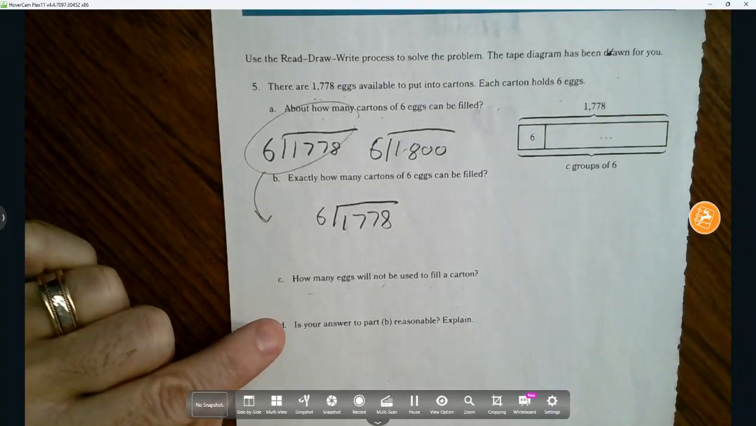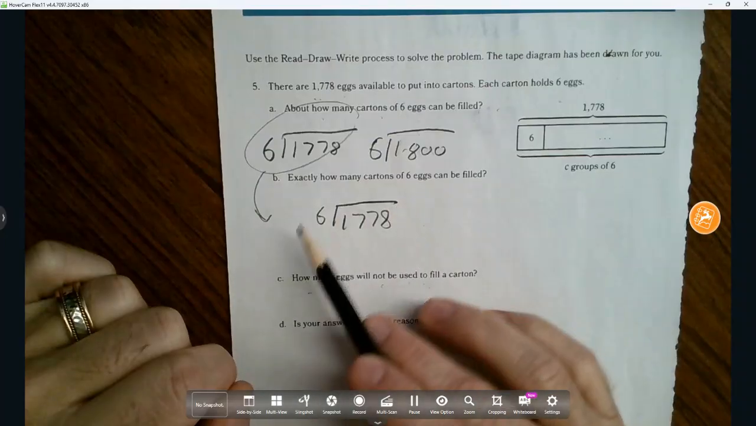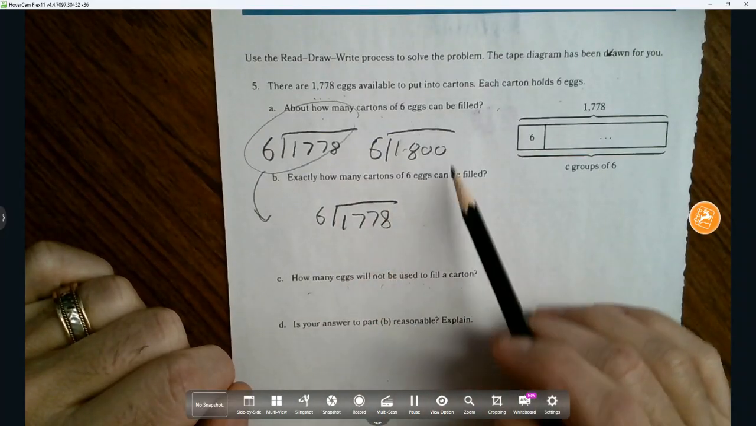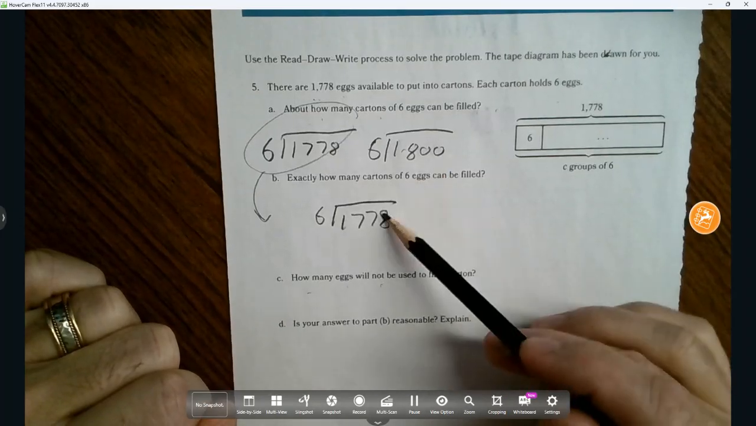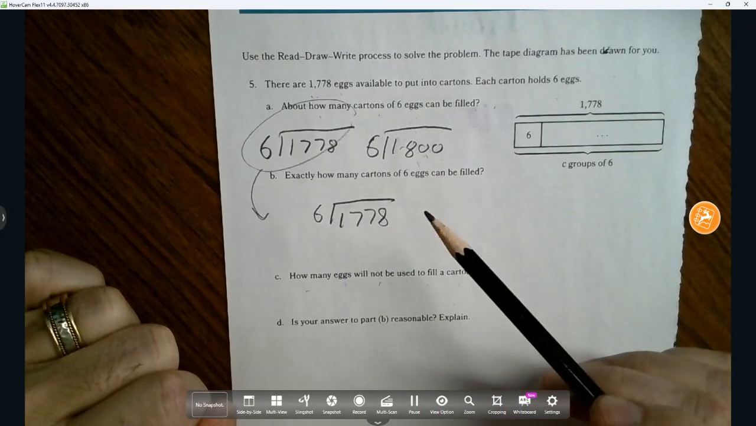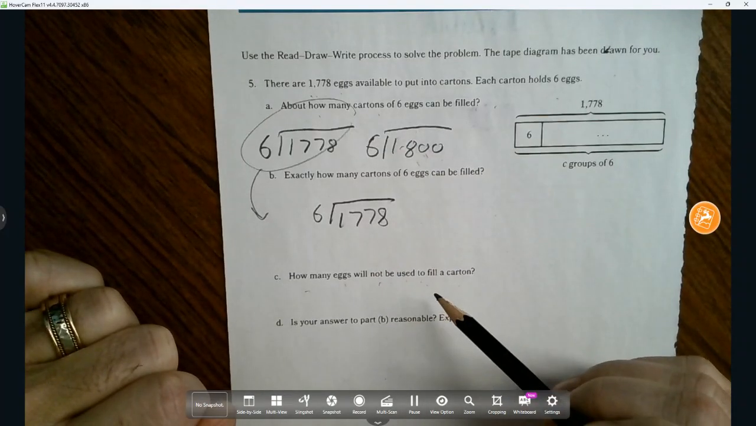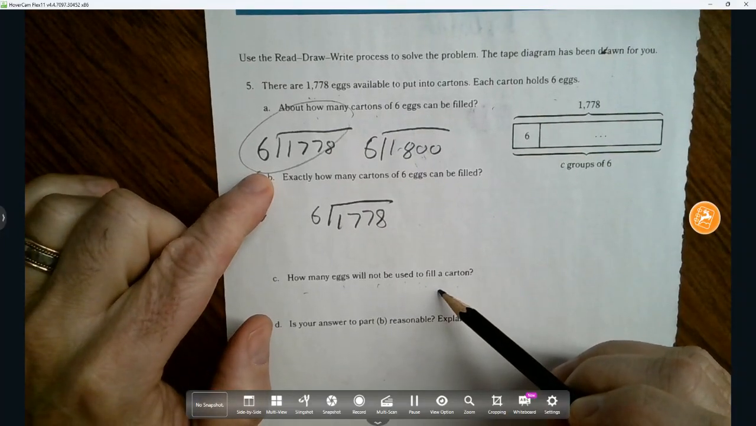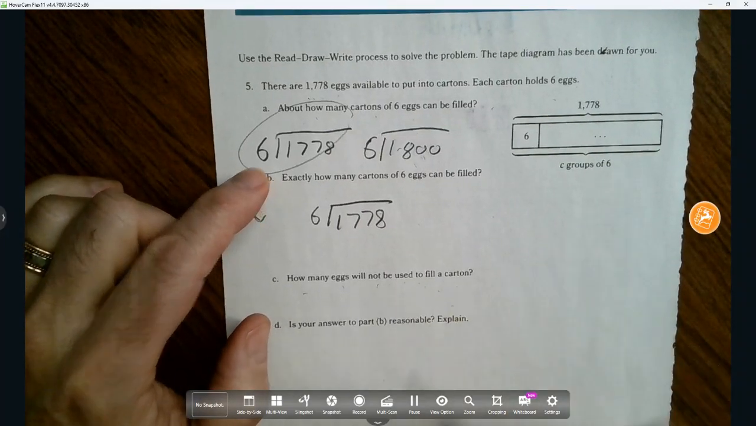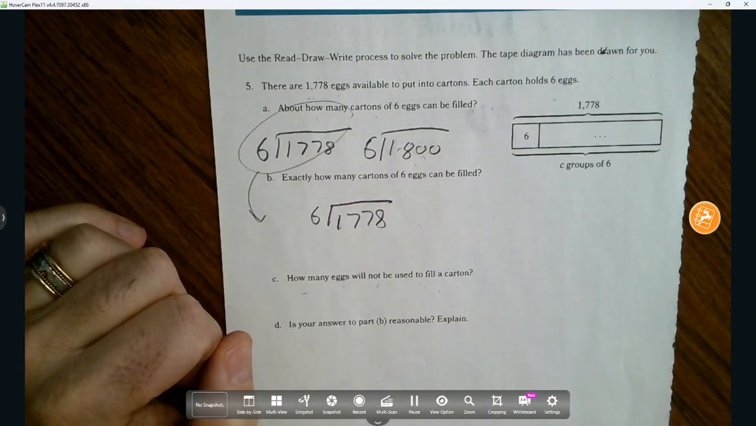Then part D says, is your answer to part B reasonable? So your answer to part B, is it reasonable compared to your estimate, is what they want to know. So are they somewhat close to each other? Now, they're not going to be the same, but are they somewhat close? And again, remember, your extra eggs that don't go in a carton cannot be bigger than 6 eggs. You can't have more than 6 eggs, or you could have divided one more. You could put one more in the ones column for your division.